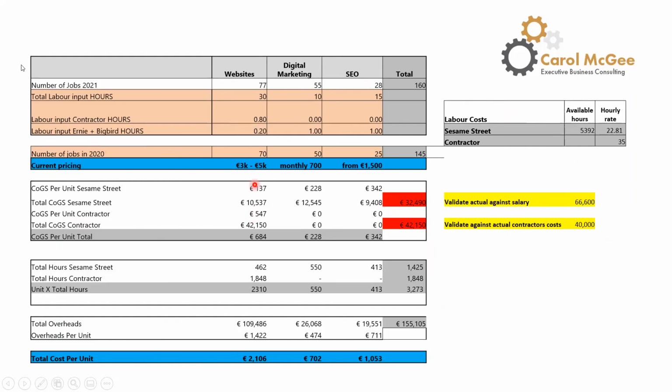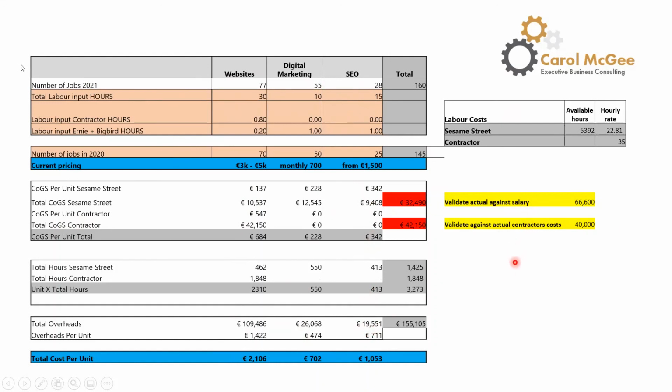So hopefully what you can see here is, this is the tool. You need to get these numbers right. If you don't get these numbers right, these mean nothing. On the face of it, it looks like, yeah, we're making money on websites, but you're only breaking even on the digital marketing and the SEO. However, we know that something is wrong in there.